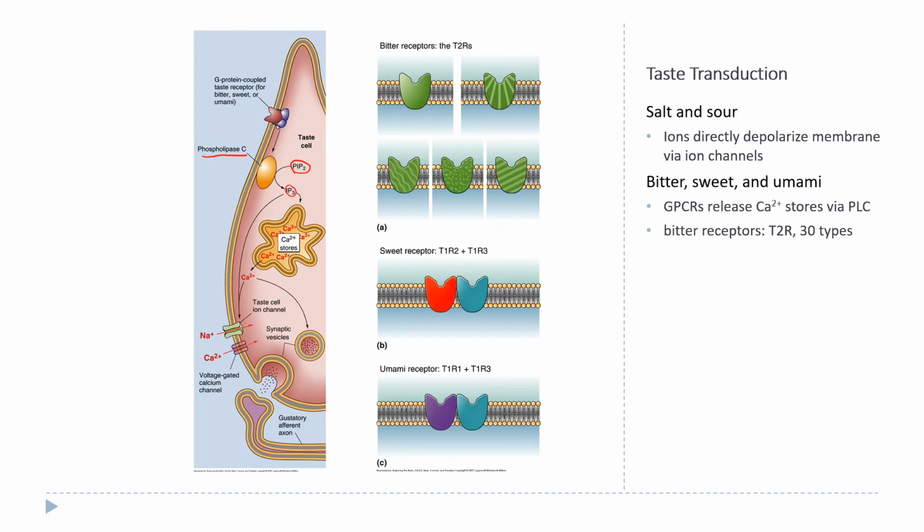There are actually a whole bunch of bitter receptors. So there are about 30 different bitter receptor proteins, and they're all called the T2R proteins.